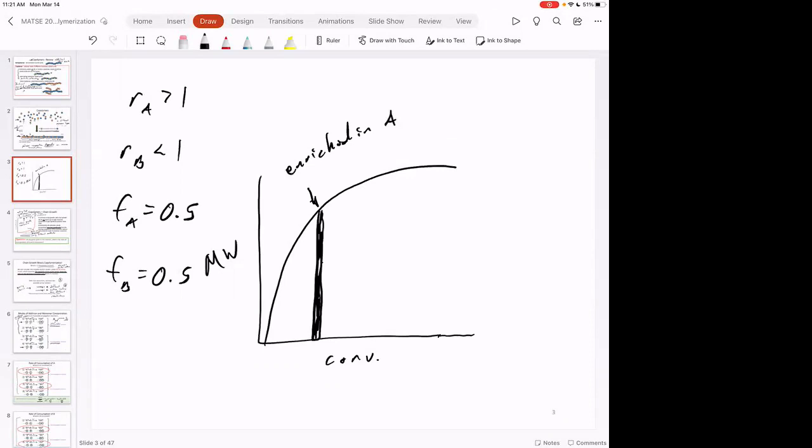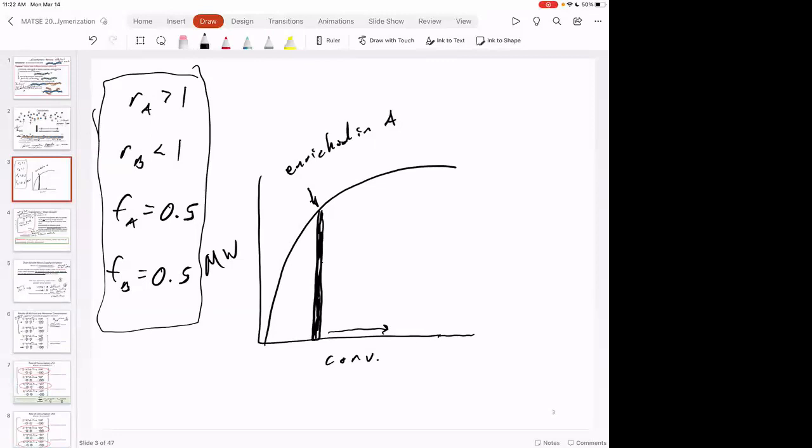But if we go to higher conversion, say we have this situation, that's what we put in our pot, 50-50 monomer. We run the polymerization for a while, or we run to higher conversion. What's happening to small FA as we make more and more polymer? FA is decreasing, because the polymer is enriched in A. So you're taking monomer A out of solution and putting it in a polymer, so you're lowering FA. FA goes down.